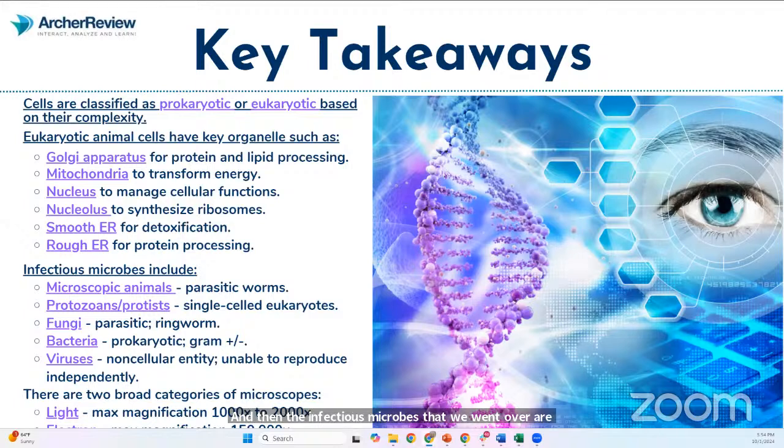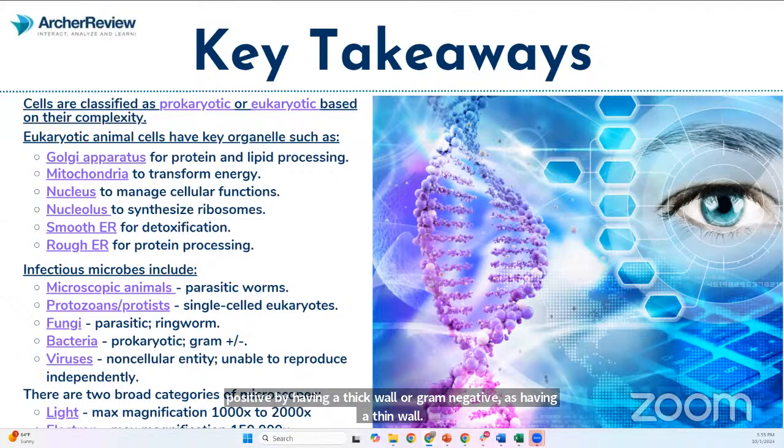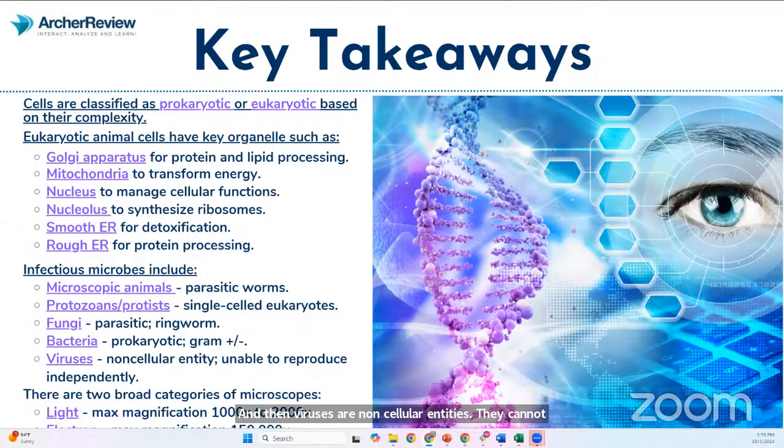And then the infectious microbes that we went over are things like microscopic animals, which are parasitic worms, protozoans or protists, which are single-celled eukaryotes, and fungi, where the parasitic version would be ringworm. Bacteria are prokaryotic and they are assessed as gram-positive by having a thick wall or gram-negative as having a thin wall. And then viruses are non-cellular entities. They cannot reproduce on their own. So those kind of fall in the microbe category, but they're odd that way.